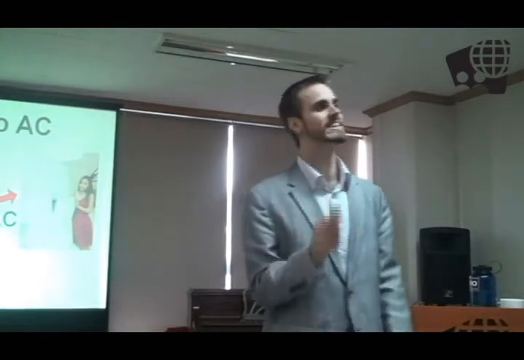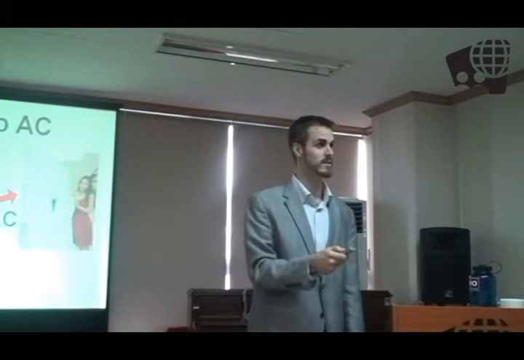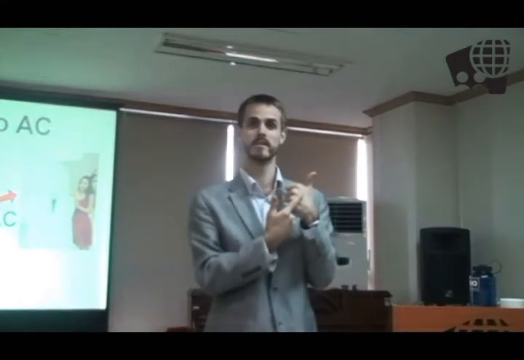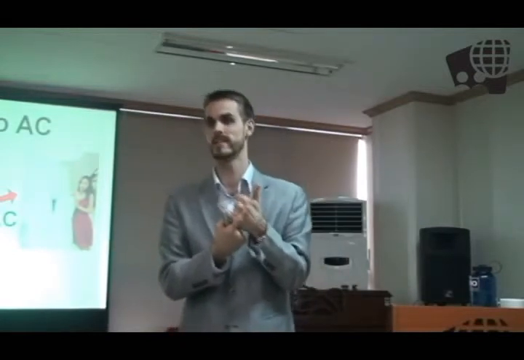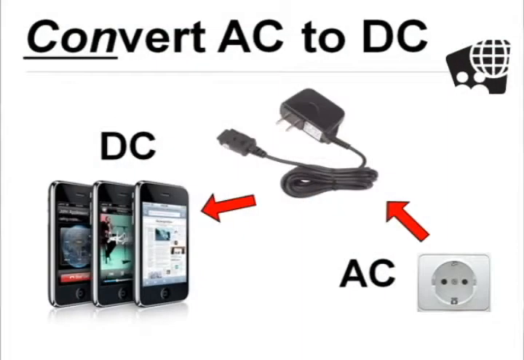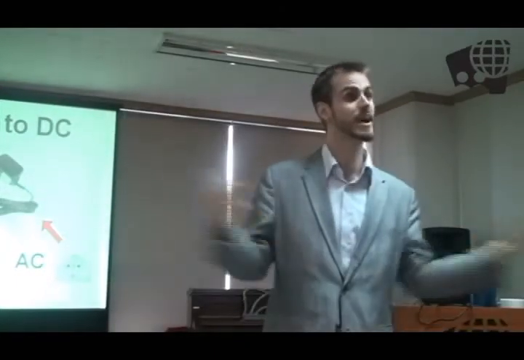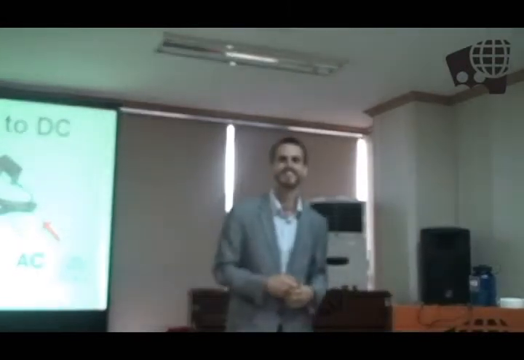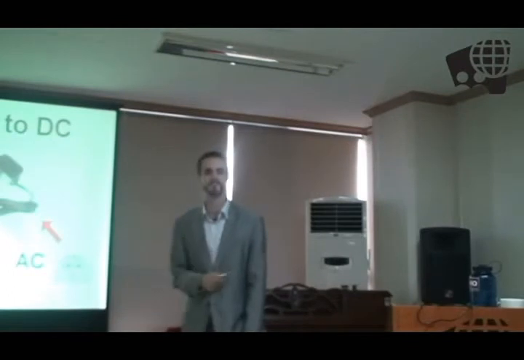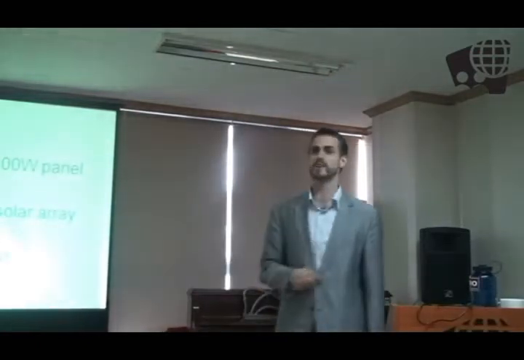Now, DC is good for storage. Your house uses AC. Your cell phone works because it has a battery. The battery is storing the energy. So when you plug in your cell phone, it's coming out AC, and this little fat part converts the AC to direct current so that it can be stored in your battery. Now you know why it has that little silly fat part on the charger. It needs to store the energy in DC. So solar panels create DC. Your house uses AC.